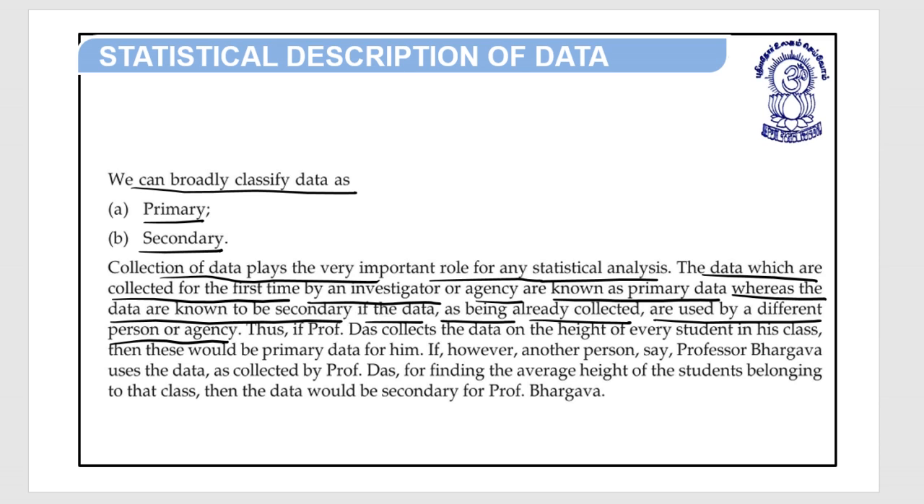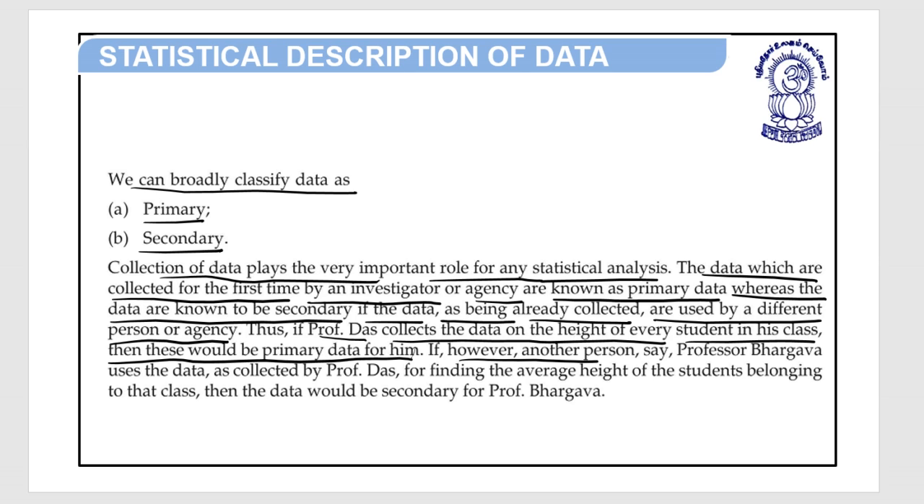Primary data are collected by an investigator or an agency for the first time. If the data already collected or used by a different person or agency, that's called the secondary data. If Professor Das collects the data on the height of every student in his class, then this would be primary data for him, because he collects the data of height of every student for the first time.